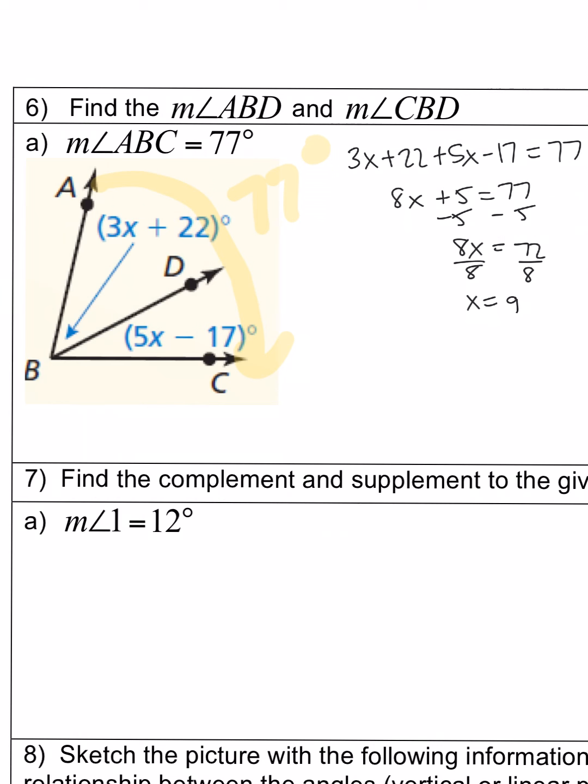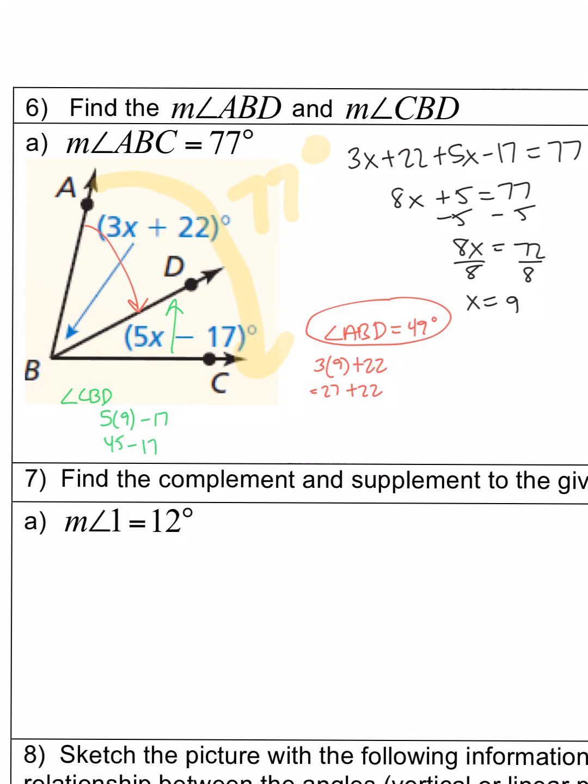I want to find the measure of each angle. So for the measure of angle ABD, I plug in 9. 3 times 9 plus 22. That's 27 plus 22. And I get 49 degrees. And for the measure of angle CBD right here, 5 times 9 minus 17 is 45 minus 17. And 45 minus 17 is 28 degrees.